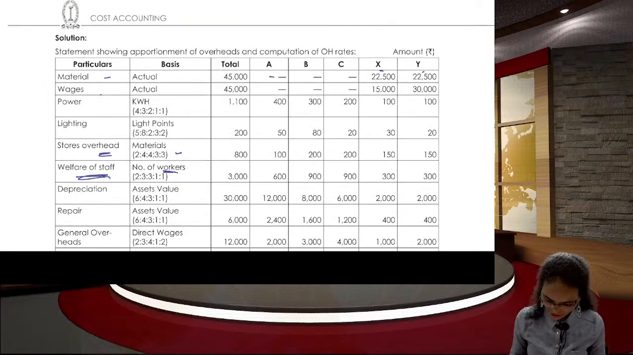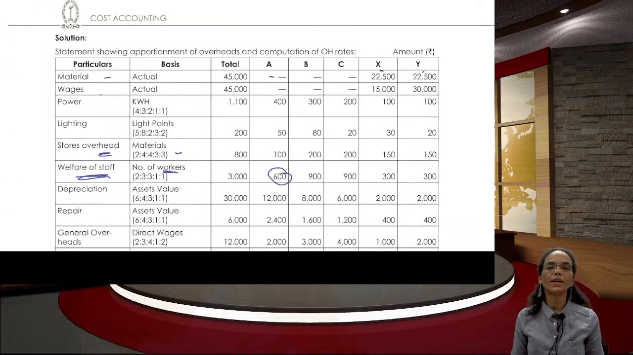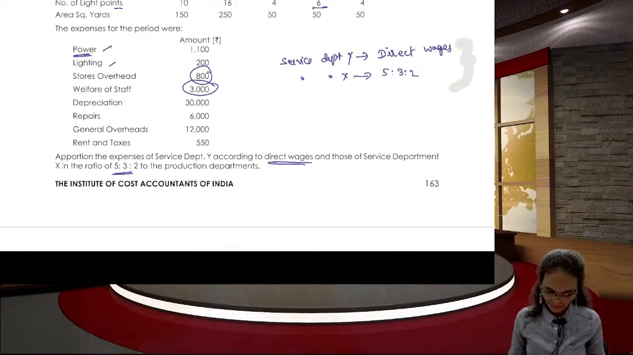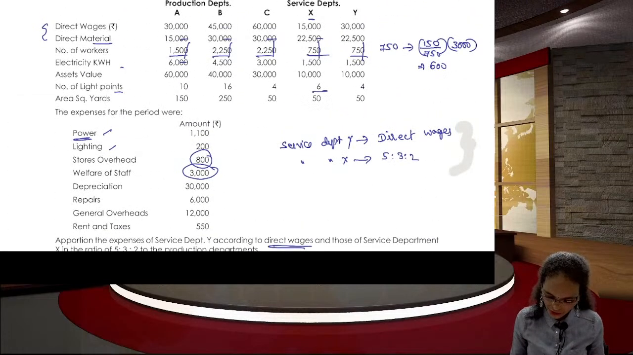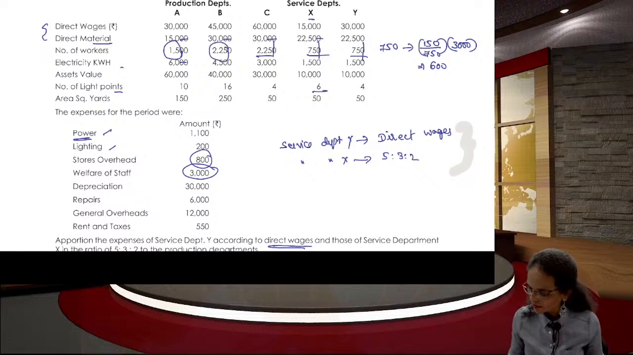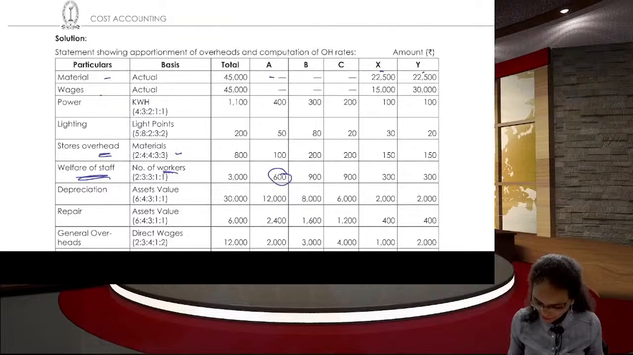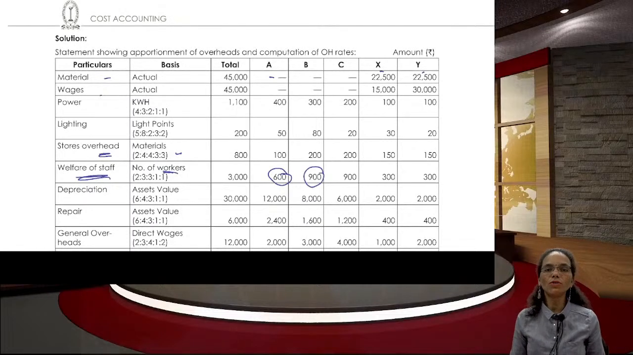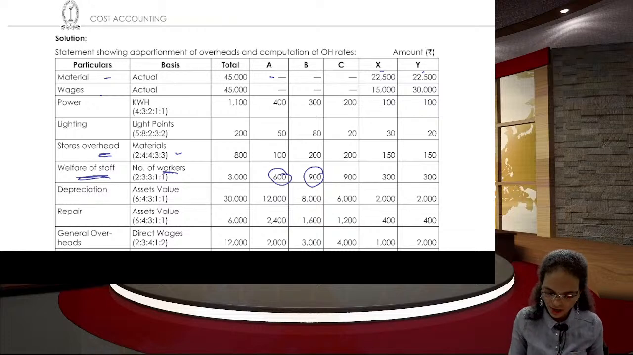Come here, 600. Getting? So next what you will do? Divide for the same answer. No, not 60, this one, right? Divide by 150 and multiply with 225. That is 900. You do for the rest of the departments, you will get the answer.